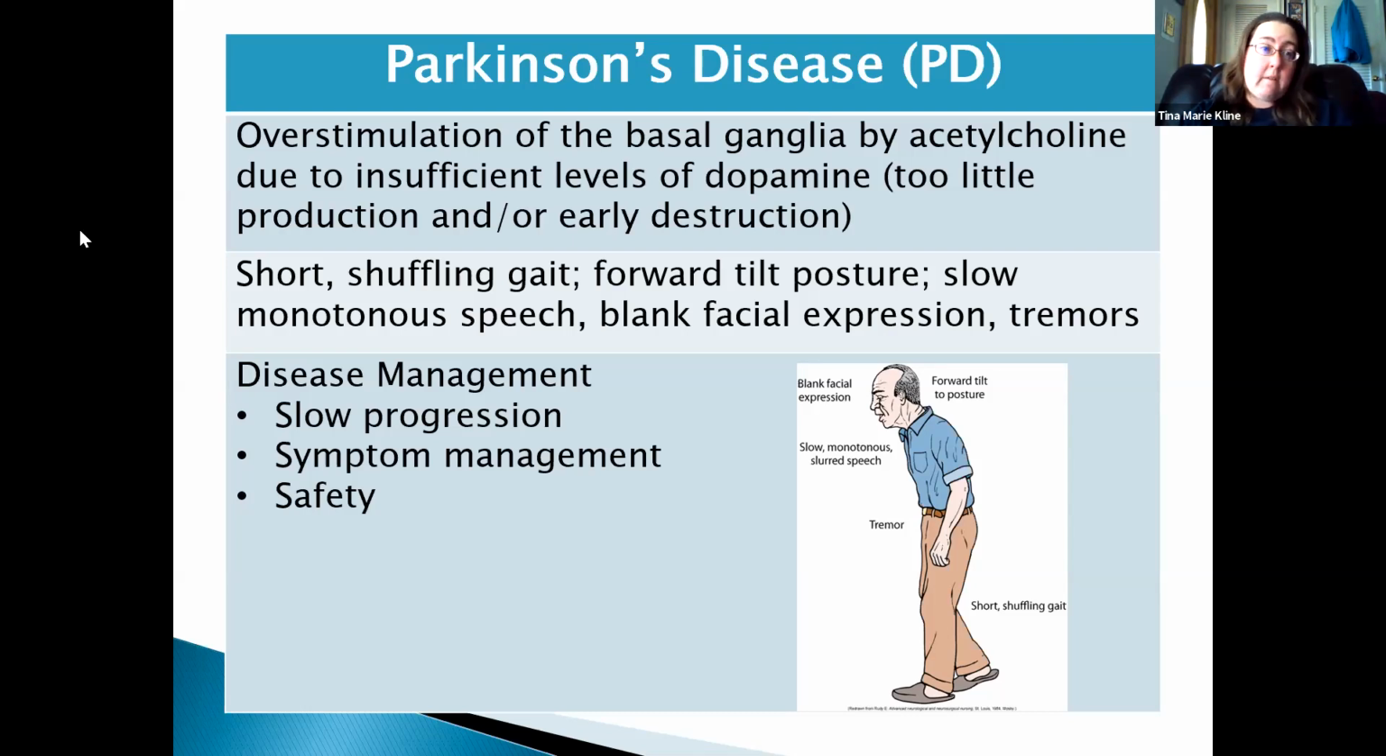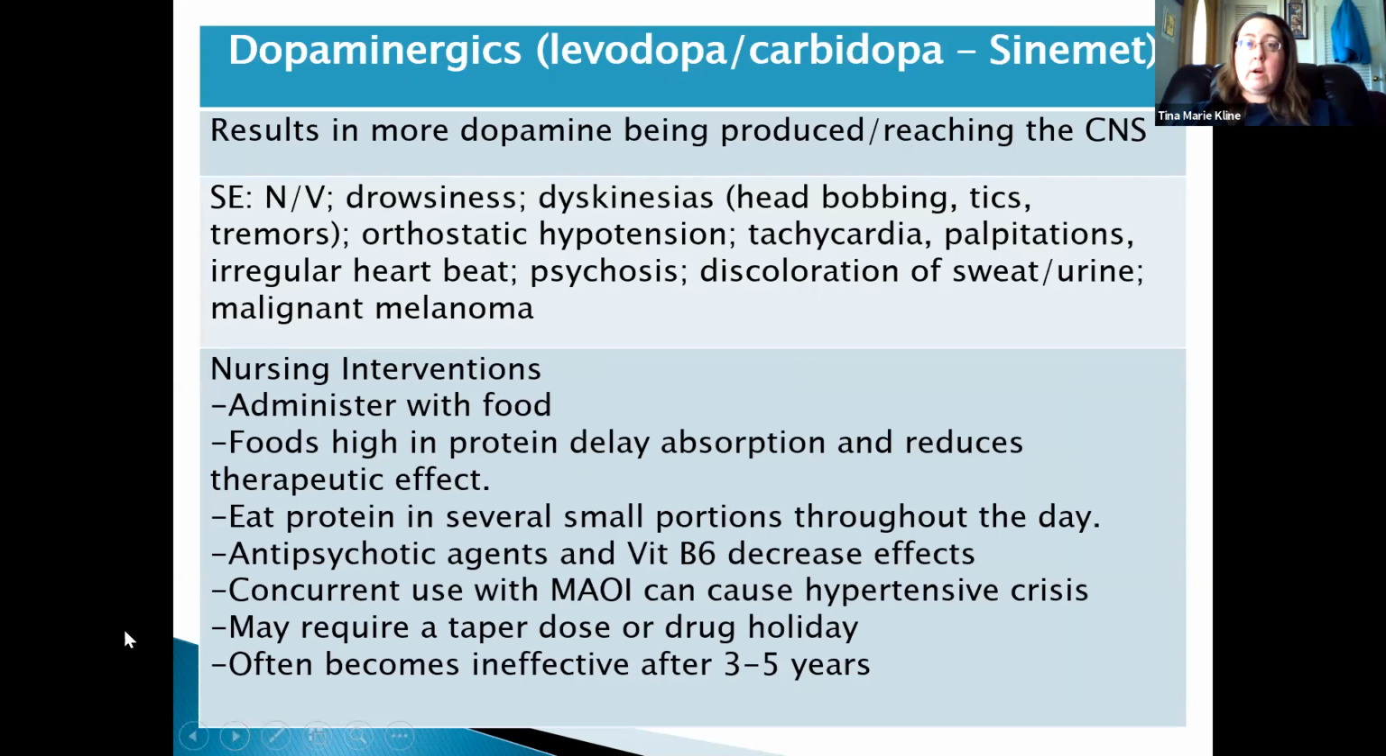So Parkinson's is a really, really difficult disease process to have. So when we look at ongoing care, it's really about maintaining their function, maintaining their safety, supporting the patient, but also supporting the family as well. So let's take a look at some of the medications for Parkinson's.